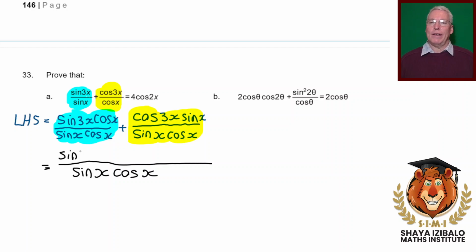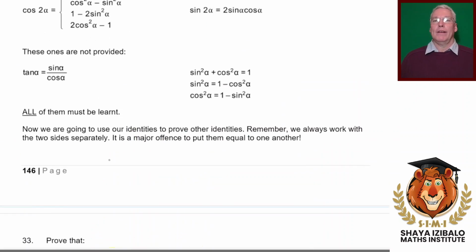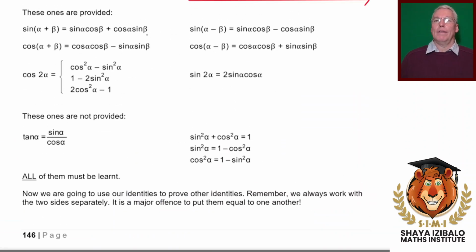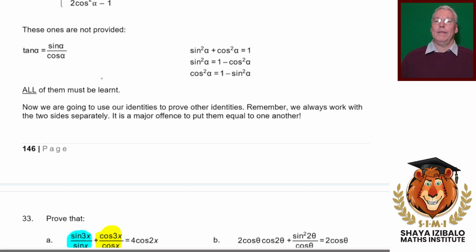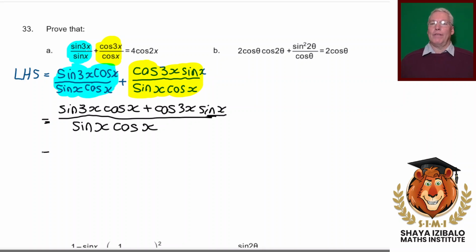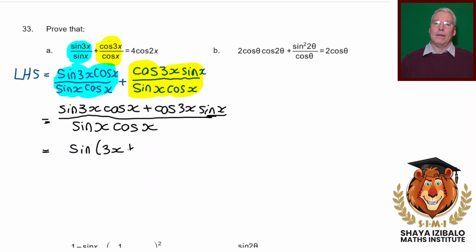Now listen carefully to that. Sine 3x cos x plus cos 3x sine x. And this is where it's so important to know our identities, because that is the right-hand side of an identity. That is sine of 3x plus x. I'll show you where it is. There it is over there. So this here is actually the sine of 3x plus x. On the bottom we've got sine x cos x.